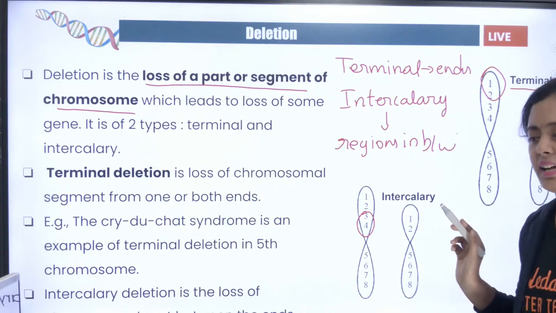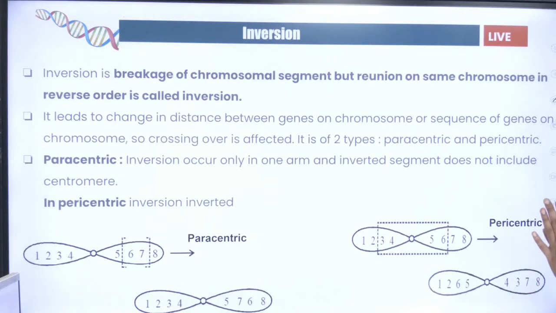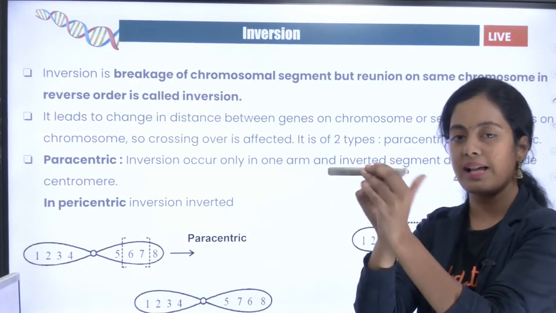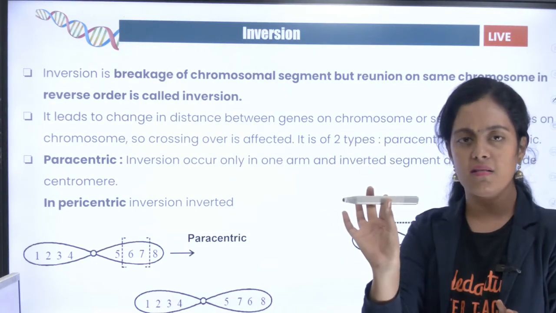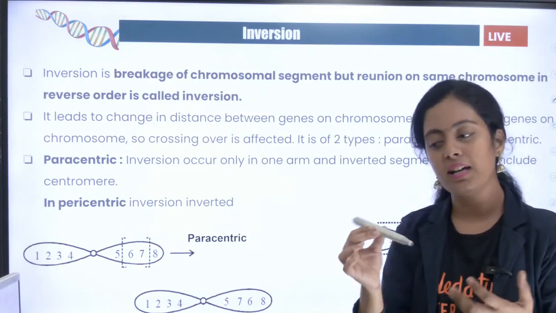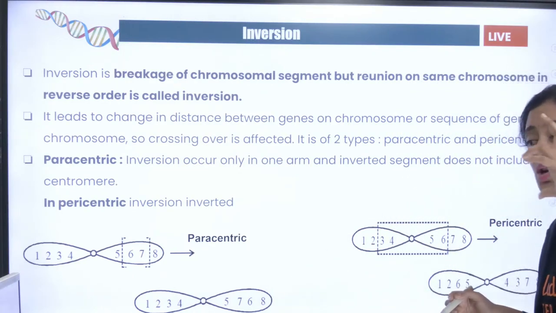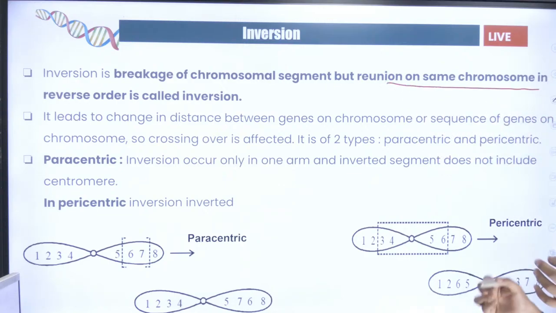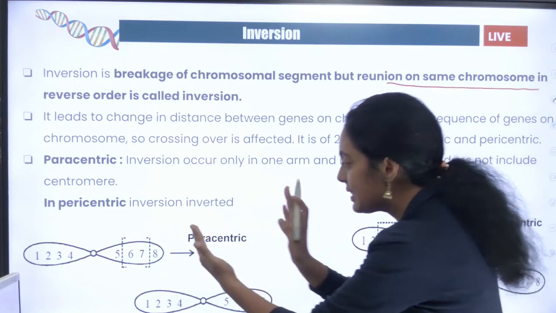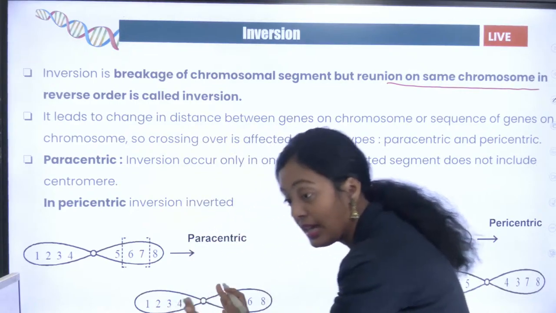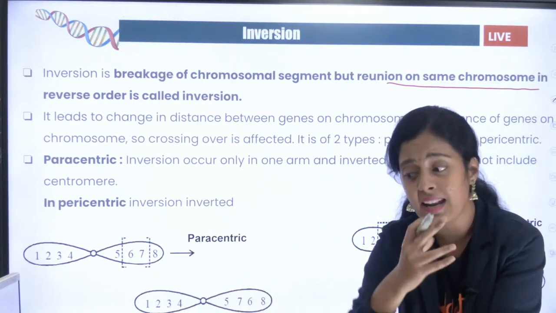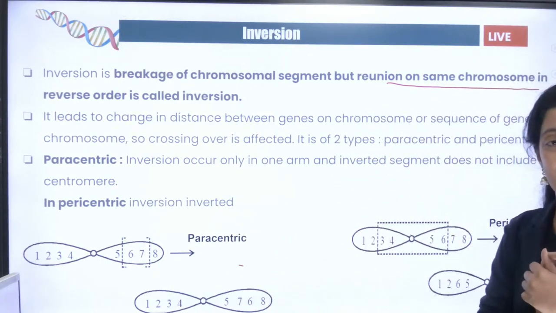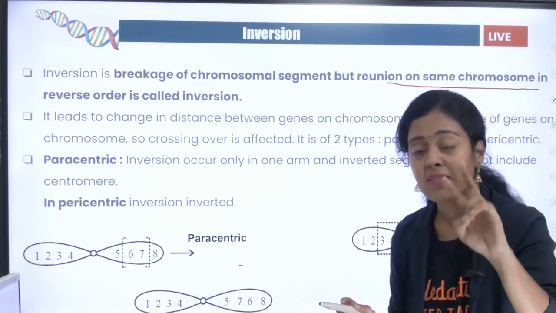Simple understanding. Now we are going to see inversion. What is inversion? Imagine this is like this, and I'm keeping it like this, upside down. Inversion means turning it upside down. It is a breakage of a chromosomal segment, but reunion on the same chromosome in a reverse order. See, where there was 6-7, after the break it is arranged again in reverse order. What does 6-7 become? 7-6. Inversion is of two types.